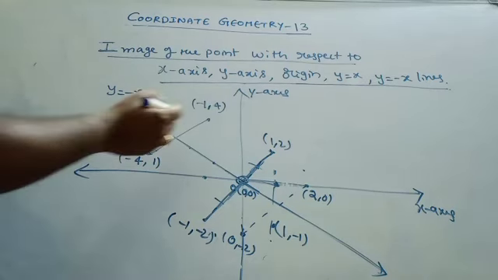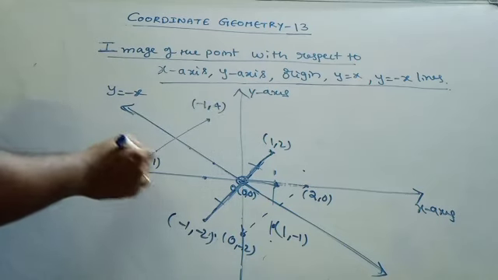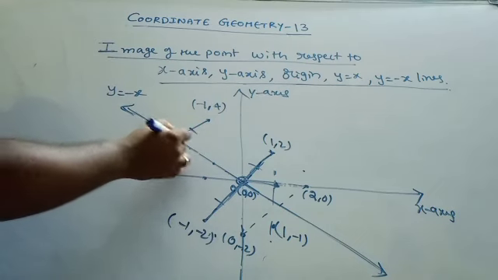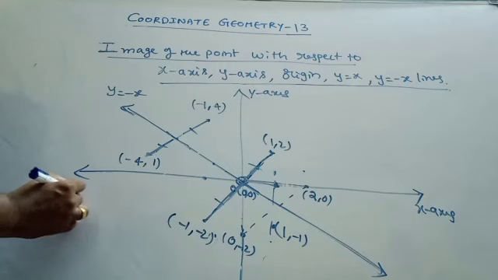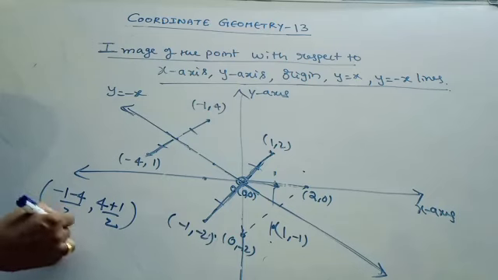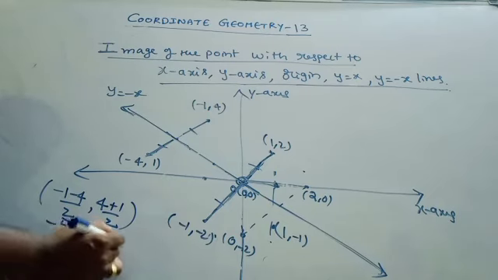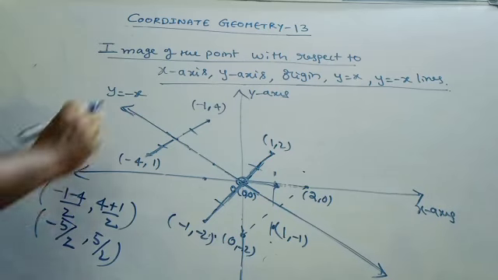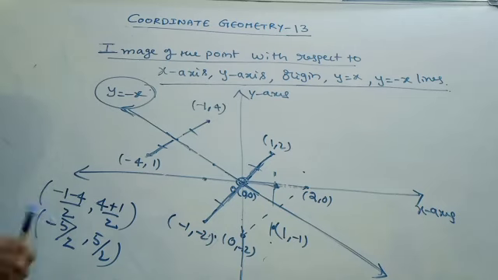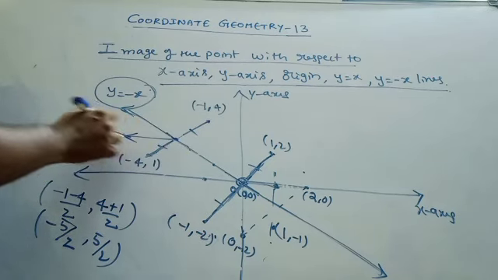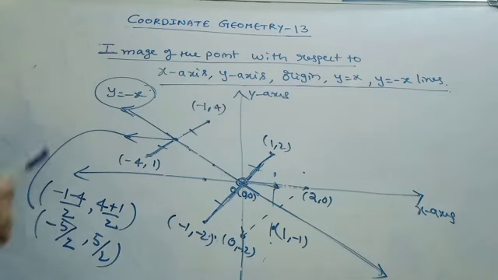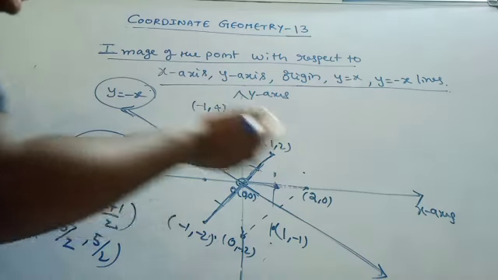Here also, when we took the image of the point (-1, 4) and (-4, 1), if you take the midpoint, because this distance and this distance should be the same from this line, it is ((-1 - 4)/2, (4 + 1)/2), that means (-5/2, 5/2). That means x and y are in opposite signs, so y = -x is satisfied. I think you have got it. Whenever you take the midpoint, it should lie on this line.